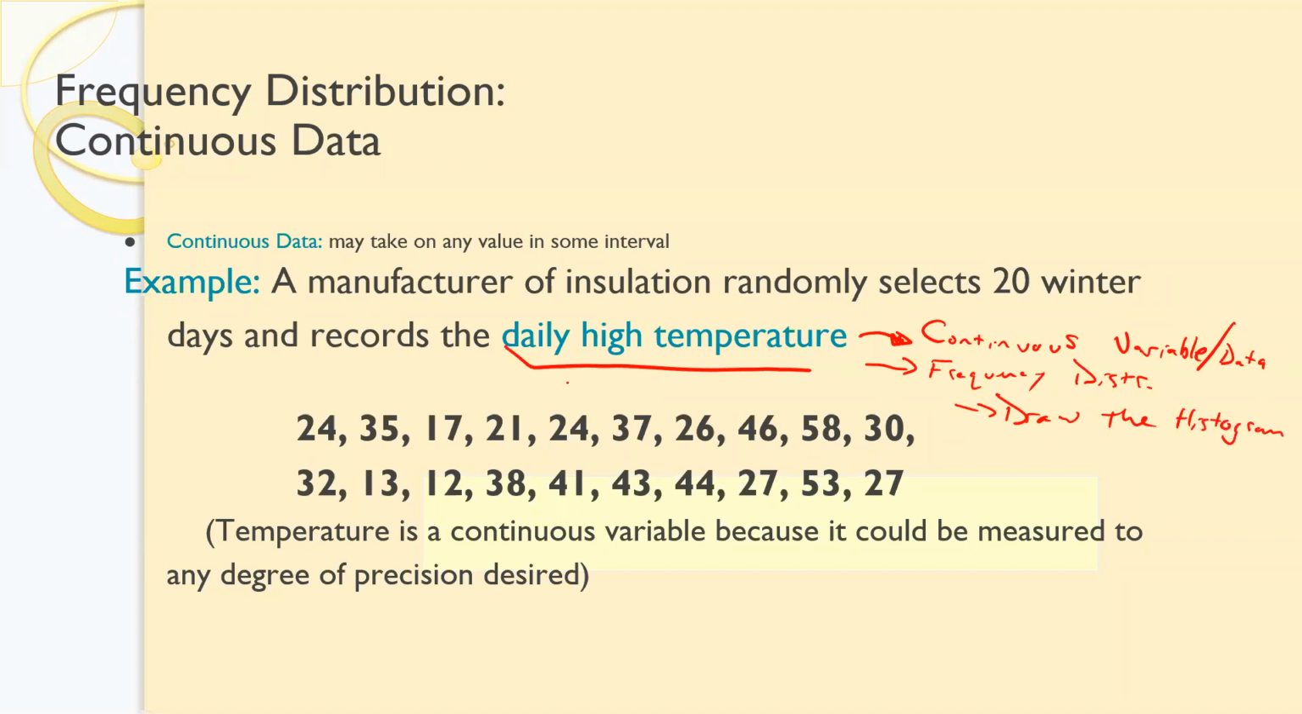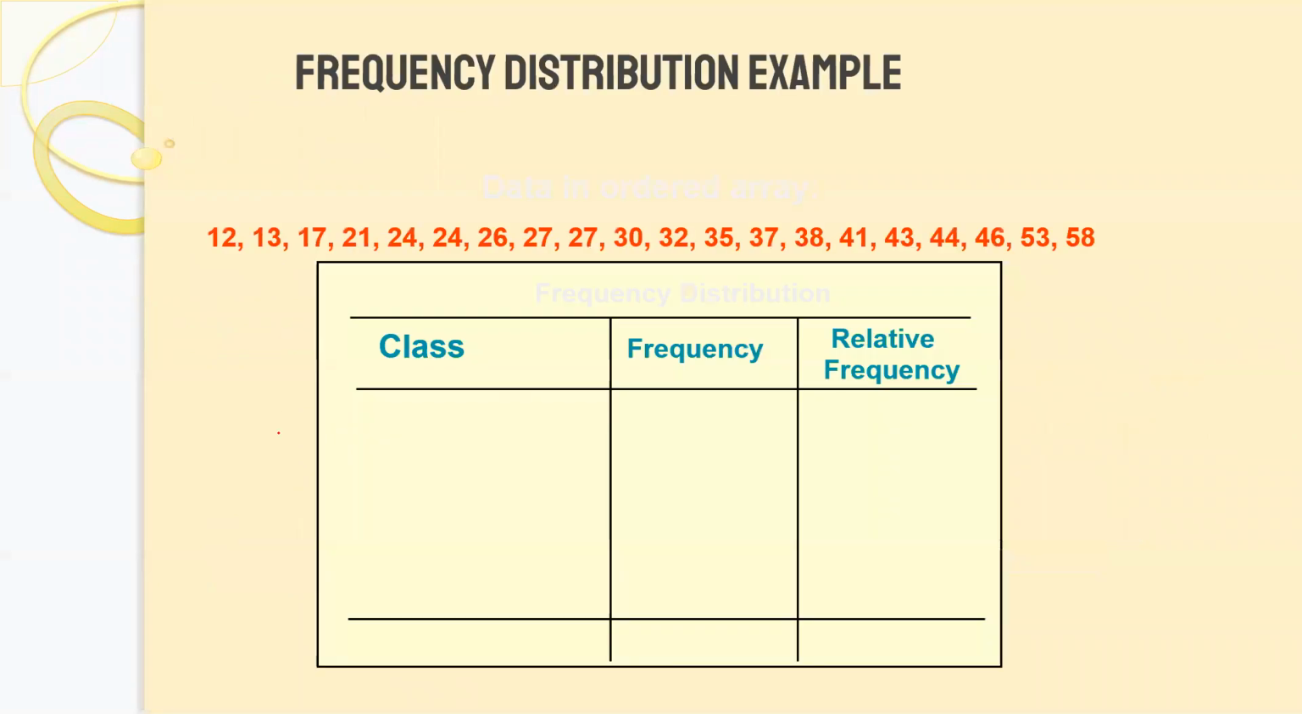All right, for a value like this, one of the first things I'm going to do to make this example easy is take these 20 data values and order them, like here, to make it simple to work with. Can everybody see the ordered data here just fine? Okay.